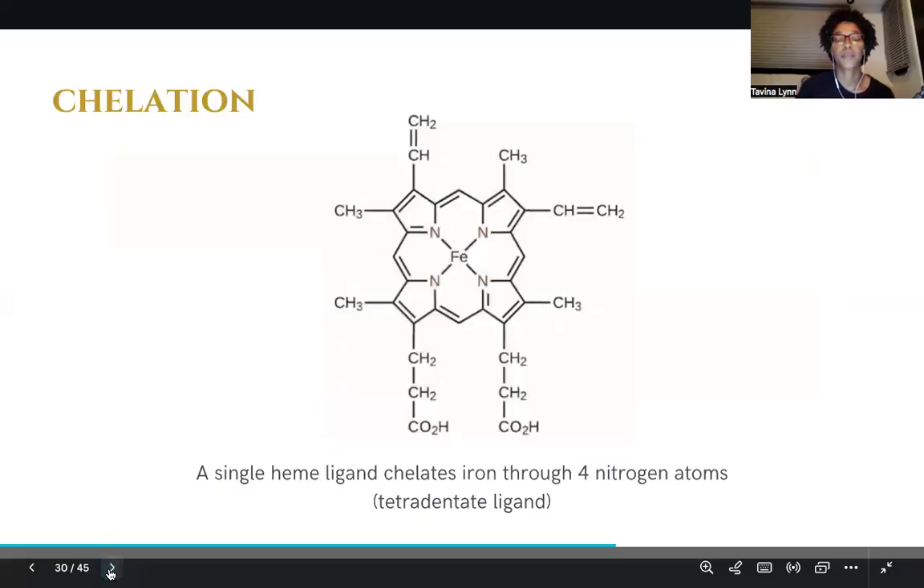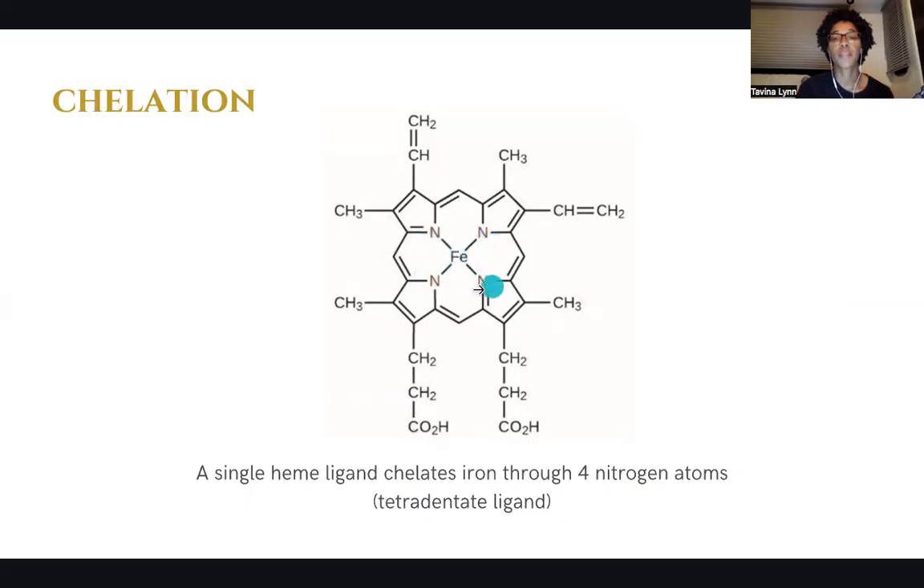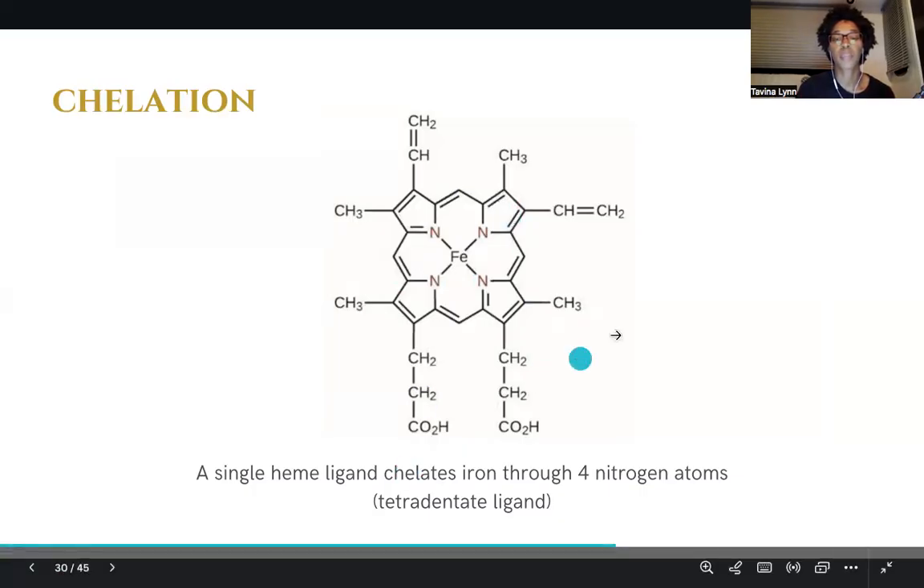Here's another example. We have a single heme ligand and it chelates iron through four of its atoms, four different nitrogen atoms on the same ligand. So this ligand is called a tetradentate ligand, tetra meaning four.